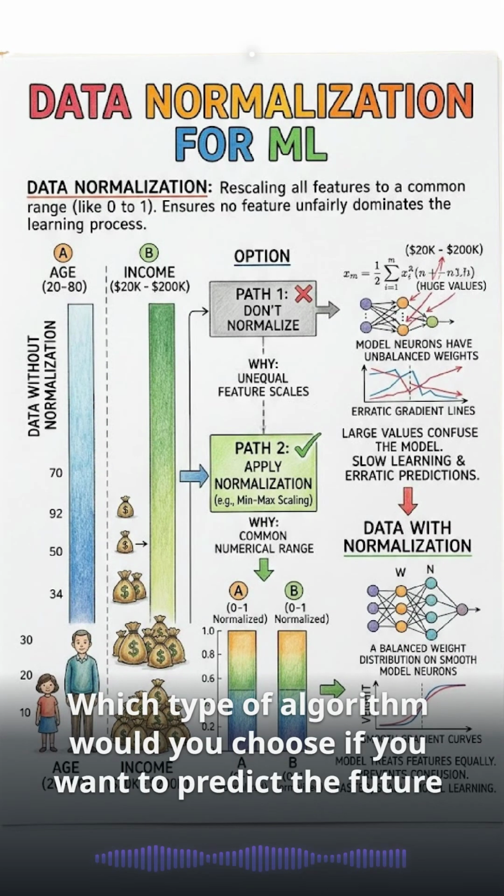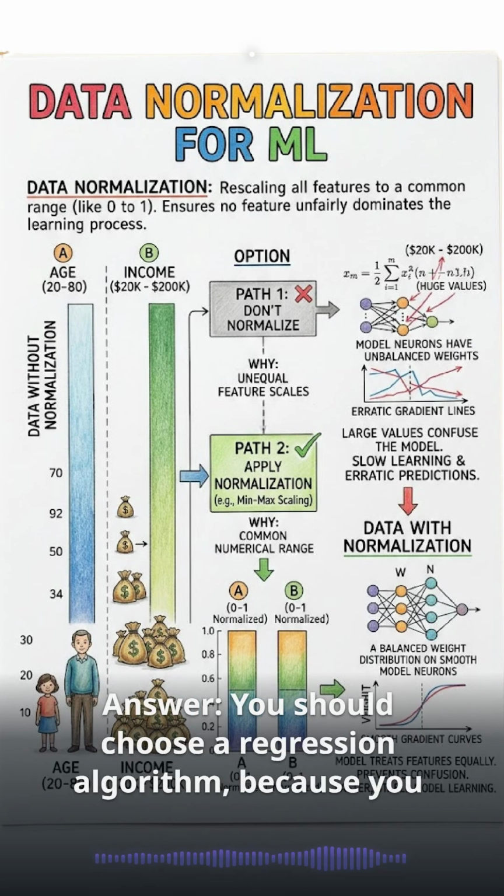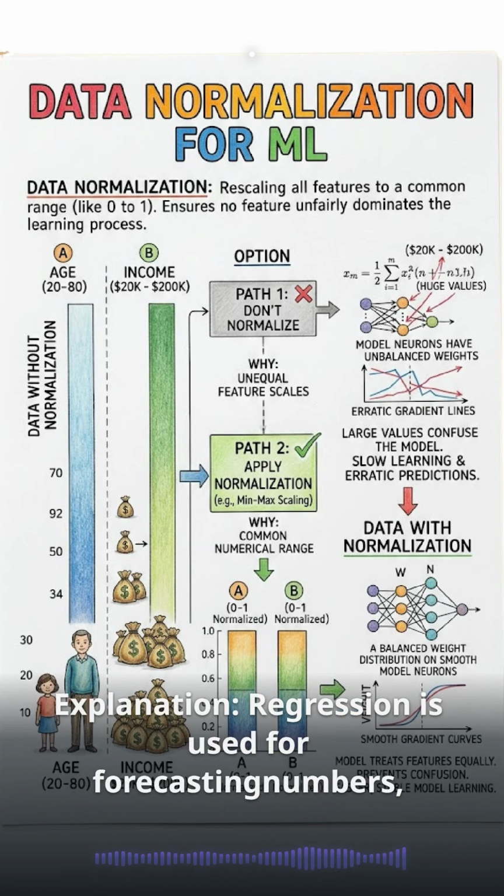63. Which type of algorithm would you choose if you want to predict the future price of gold? You should choose a regression algorithm, because you are trying to predict a specific and continuous numerical value. Regression is used for forecasting numbers, while classification is used for choosing between different categories or distinct labels.